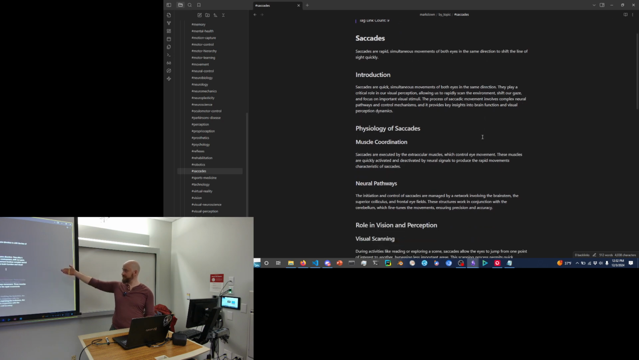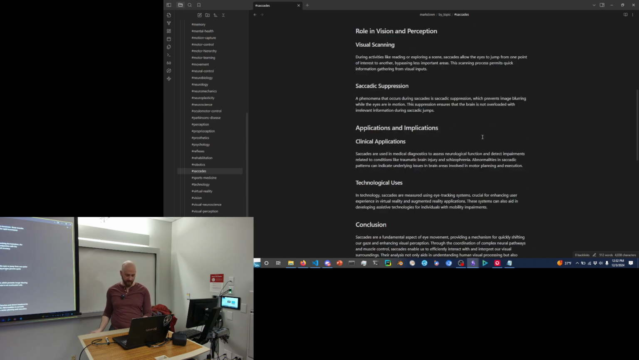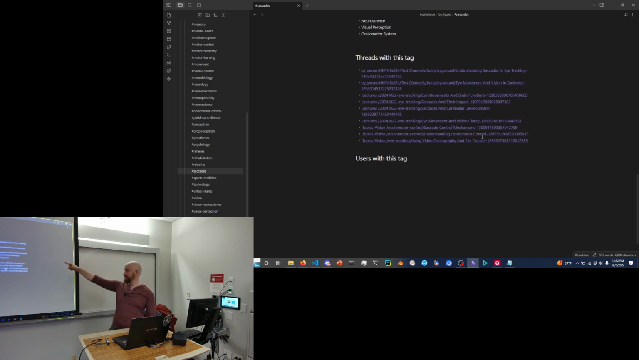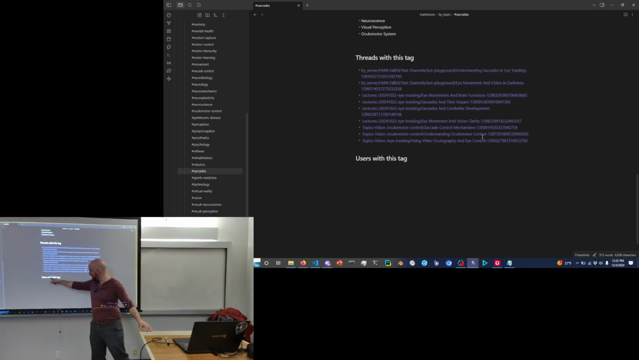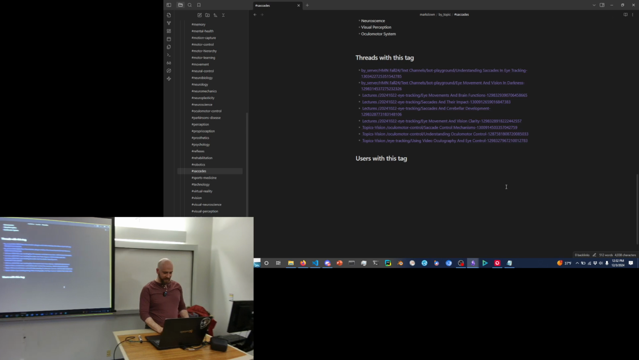So this is the Wikipedia style article that the bot generated. And I think I included links to the chats. Again, the links don't work, but the names are accurate, so you could search for the name to find it. And this would have been the users that had the tag, but that part also didn't work.